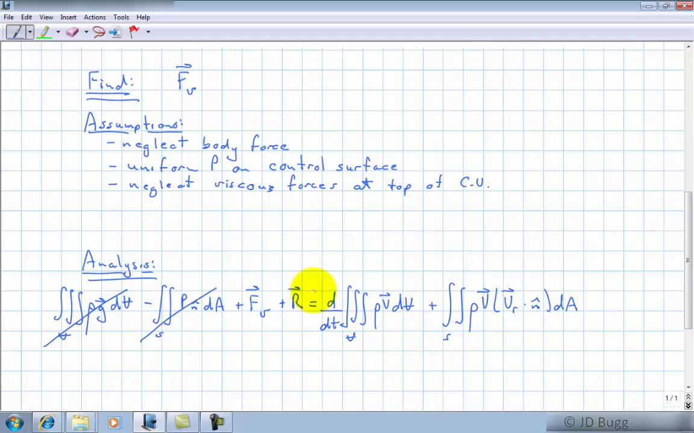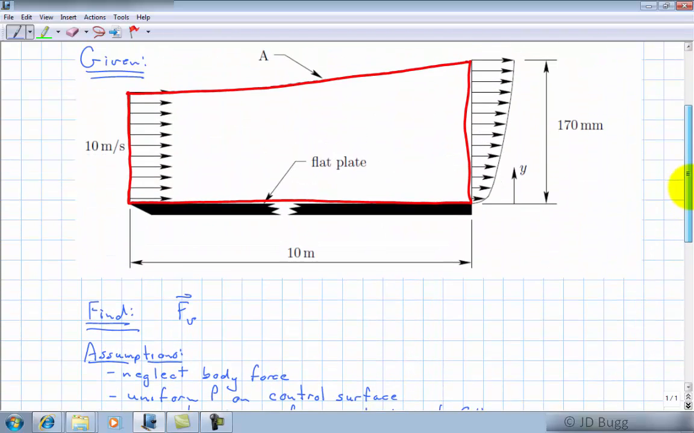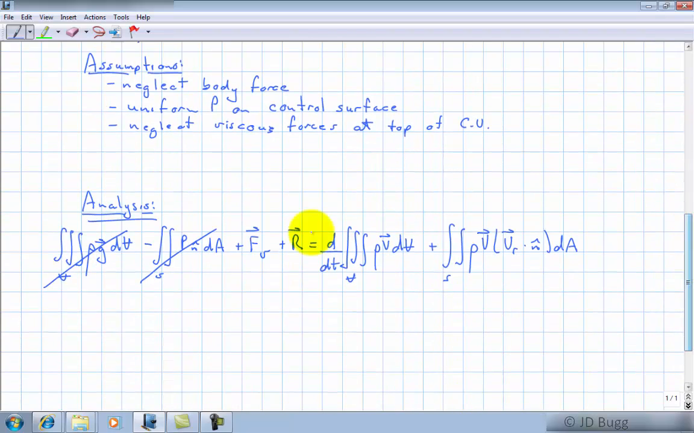Next thing we see is a reaction force. Notice the control volume we chose does not cut through any solid object, so that reaction force definitely has to be 0. So I'll just say here no reaction force, just to clarify that. Next term we have to look at is the unsteady term, and there's nothing changing with time here, so we'll say steady state.